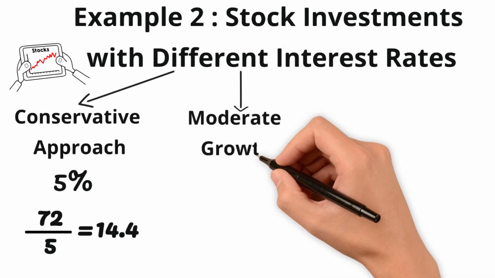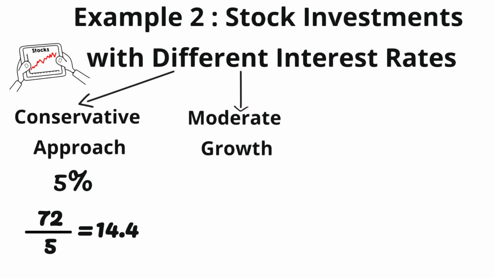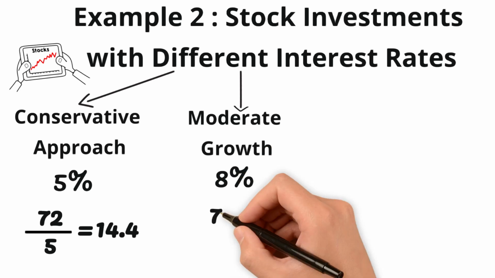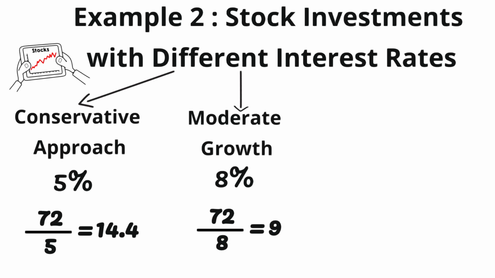Second, moderate growth. On the other hand, if you prefer a moderate annual return of 8% on your investments, the rule of 72 reveals a different picture. Divide 72 by 8, which equals 9. This means your initial investment will double in approximately 9 years if you achieve an 8% annual return.